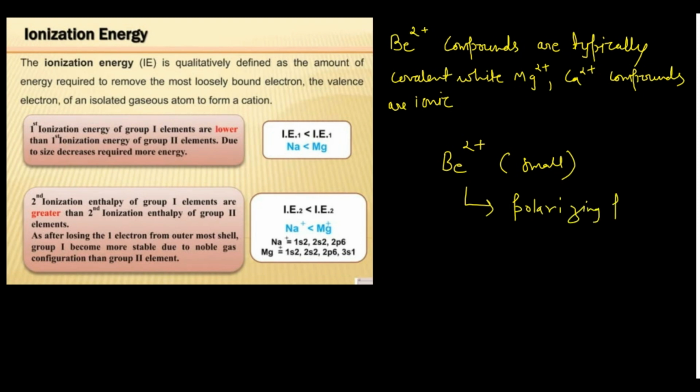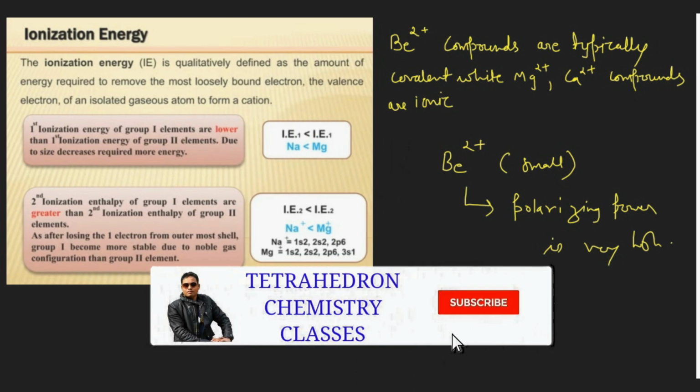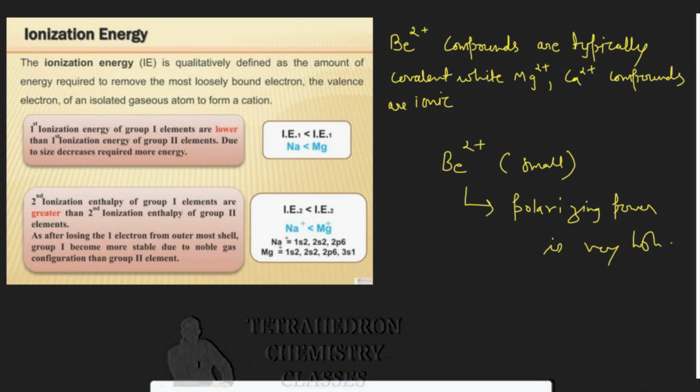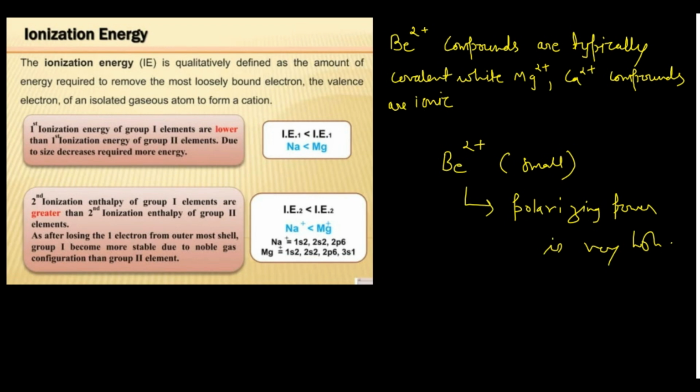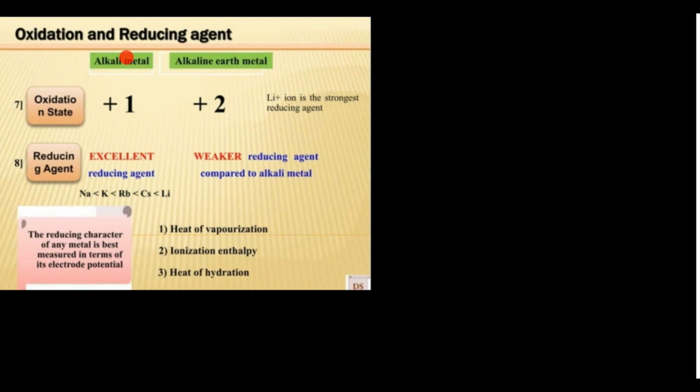Whenever the polarizing power is very high, it can easily polarize the anion, and your compound will have a significant percentage of covalent character. That's why, due to this extremely small size, beryllium compounds are covalent. While for magnesium and calcium and so on, the size is quite good, and that's why they are ionic in nature, and this ionic nature of the compounds increases as you go down the group.